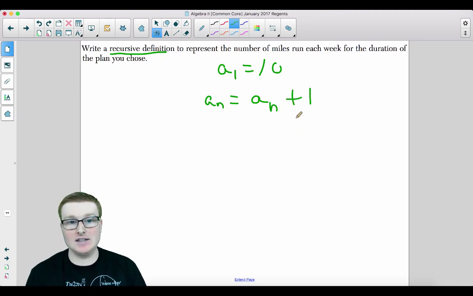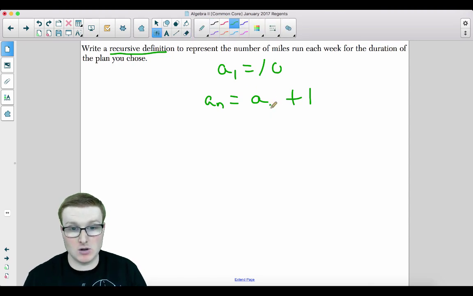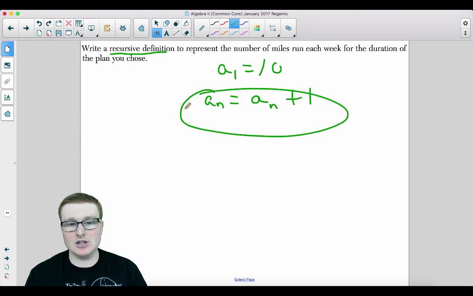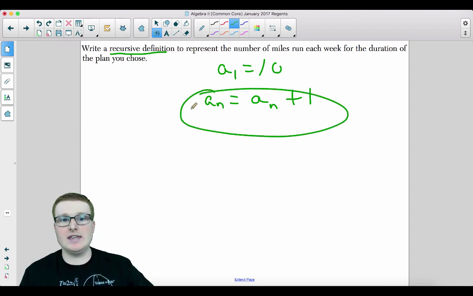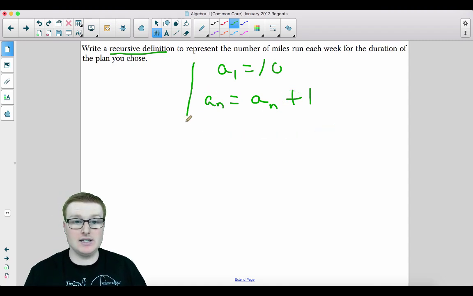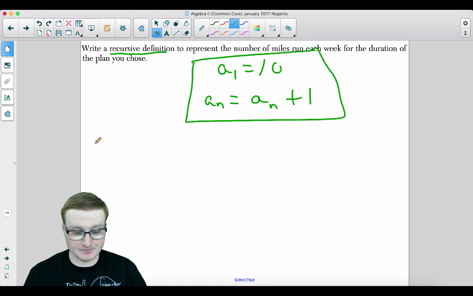Now that plus 1 is not in the subscript. It's a big 1. I'm going to make that n a little bit smaller. So what I just said was the first term is 10, and this is telling you that each additional week after the first, you're adding on an additional mile. Okay? So this, ladies and gentlemen, is your answer.